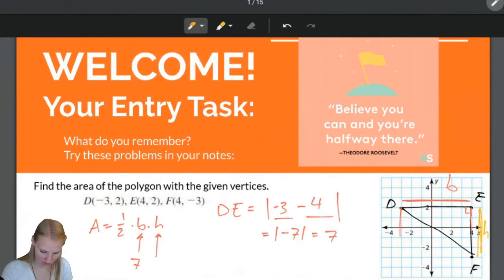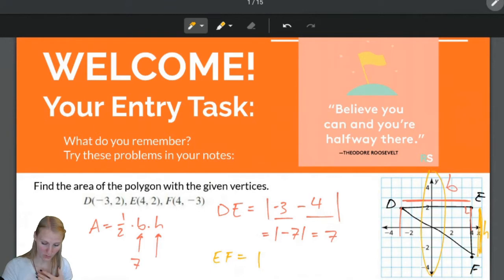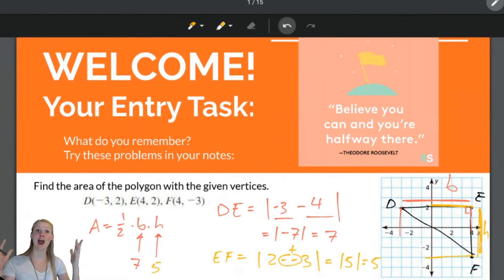And now our height comes from the segment EF, which is a vertical segment, so we're going to use our vertical ruler, which is the y-axis. So E is at 2 on the y-axis. And F is at -3 on the y-axis. So now 2 minus a negative becomes positive. So this is the absolute value of 5. Absolute value just makes things positive, so that stays 5. And now our height is 5. Ta-da! Okay. And now we just have to multiply all of this together.